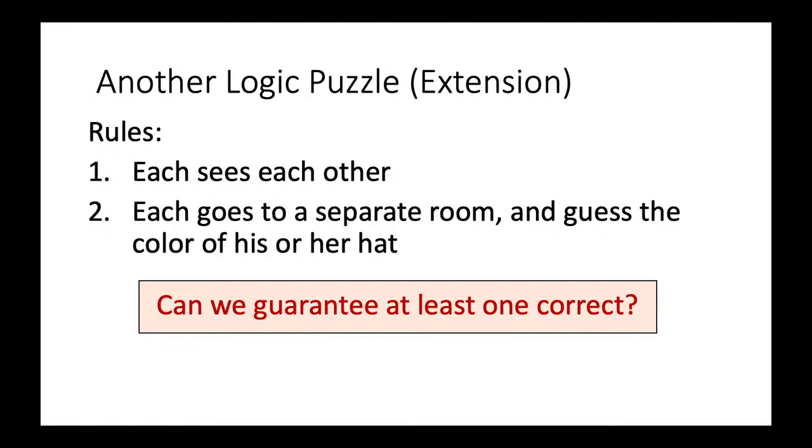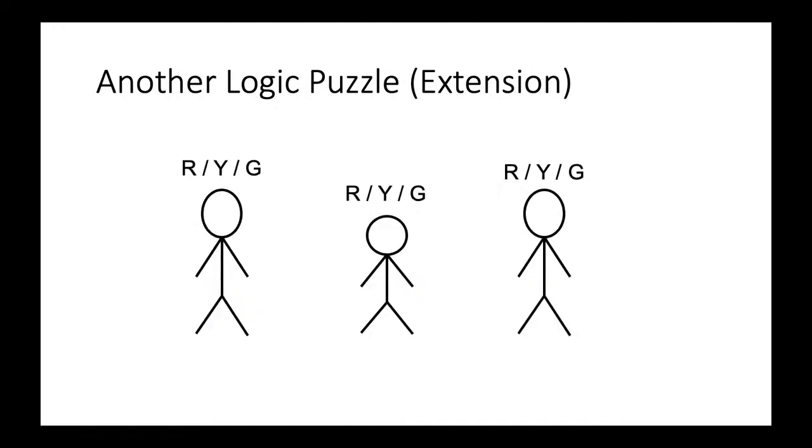And again, this time we just need to guarantee at least one correct. We don't need all of them to be correct. We don't need two of them to be correct. We just need at least one to be correct. So how can this be done? Now, this is a much more complicated case. If you can solve this, then this is really good.